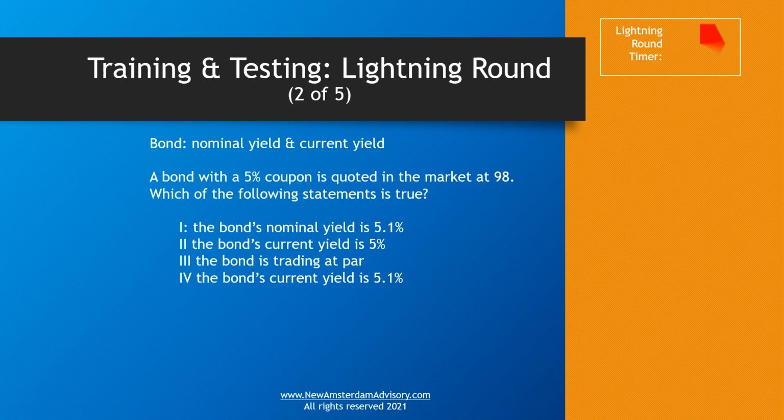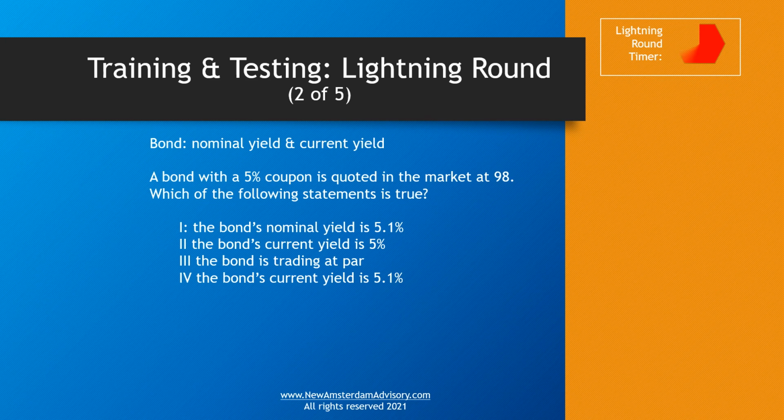Key here is to recognize the difference between nominal yield and current yield. Nominal yield is the coupon that is attached to the bond, in this case 5%. The nominal yield does not change during the life of the bond. It will always be 5%, meaning a nominal value of $1,000 will give you 5% or $50 in annual interest.